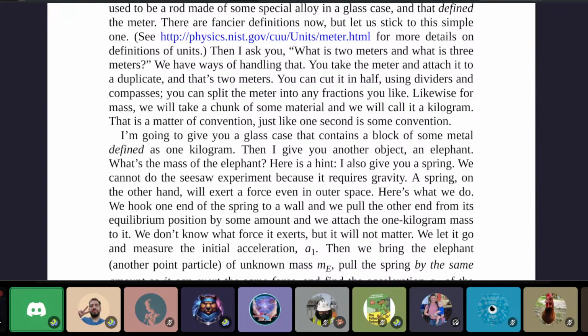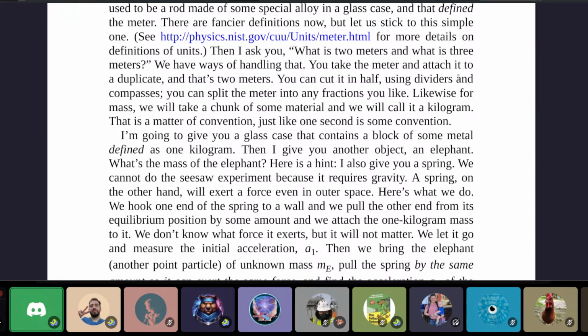In that case, let us stick to the simple one. See the thing on units for more details on definite units. Then I ask you what is 2 meters and what is 3 meters. We have ways of handling that.